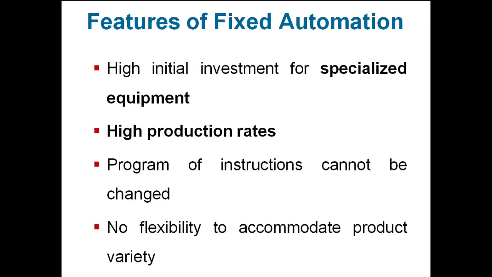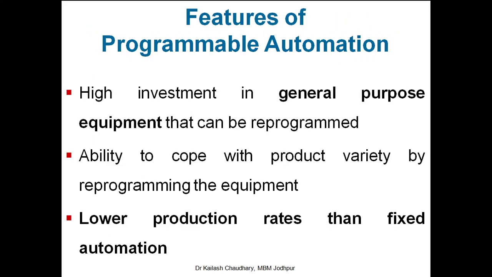Now we will discuss briefly the features of fixed automation and the other automations. So let us begin with fixed automation. It relates to high initial investment for specialized equipment. High production rate is the biggest advantage. The program of instructions you cannot change, and there is no flexibility to accommodate product variety. So you cannot go with fixed automation if you have a variety of products.